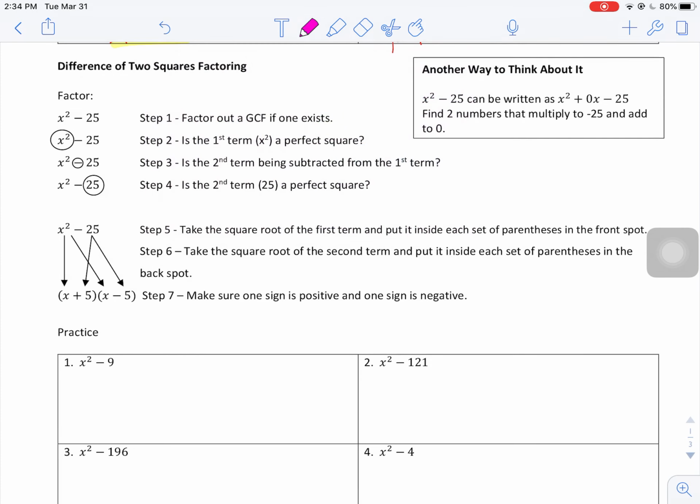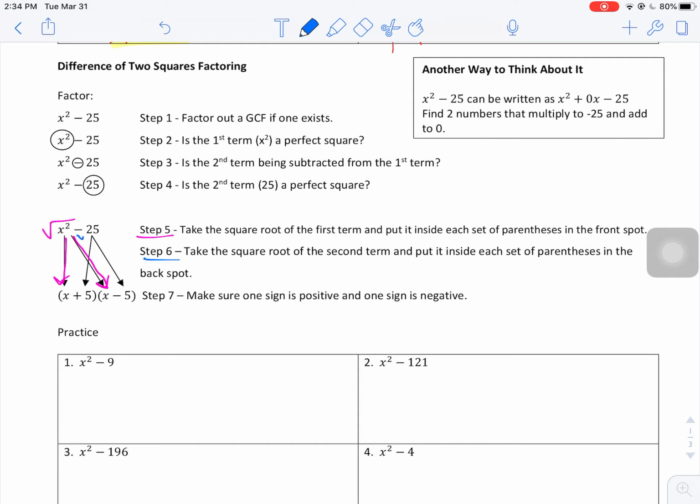So super easy. You just take the square root of the first term. So this is step 5. Take the square root of the first term and put it inside each set of parentheses in the front spot. So square root of x squared is x. So that goes there and there.